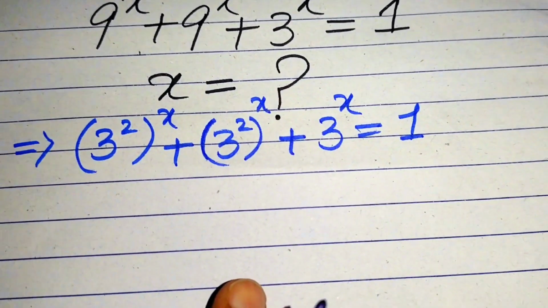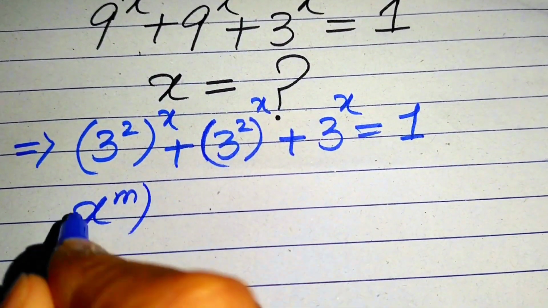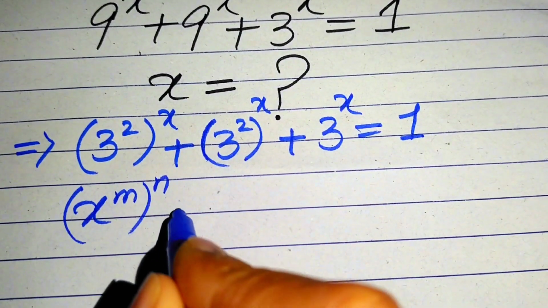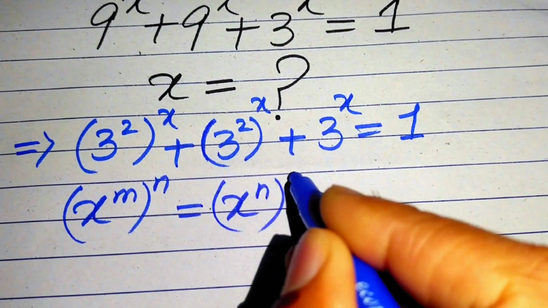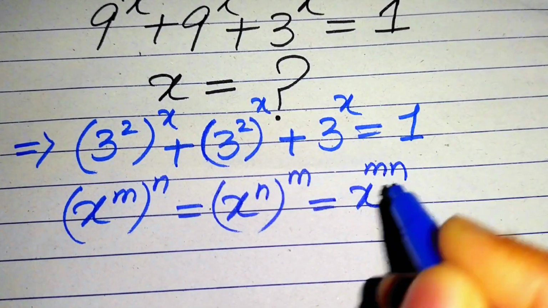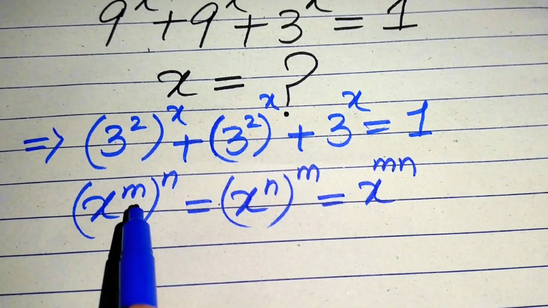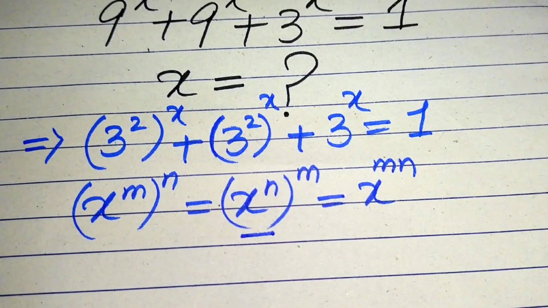And now in the next step we use the nice exponential law, and you know about this law. If we have x to the power of m to the power of n, it is equal to x to the power of n and its whole power m, equal to x to the power of m times n. So here we need just to interchange these two exponents and we get its output in this form.